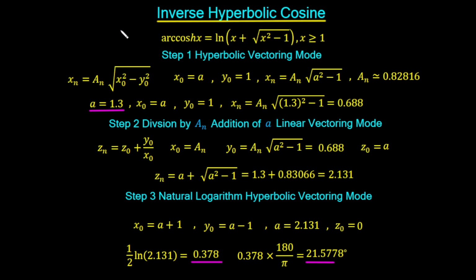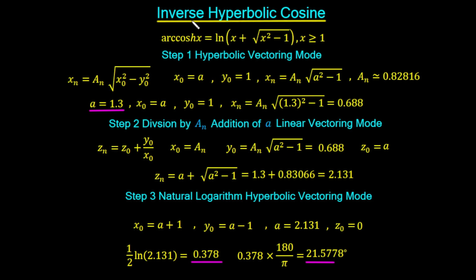In this video, we're going to see how to generate the inverse hyperbolic cosine function using the CORDIC algorithm. There's a lot more involved in this example than in previous examples, and in fact we're going to have to work through the CORDIC algorithm 4 times. So there'll be a step 1, step 2, step 3, and on the next page you'll see there's a step 4.